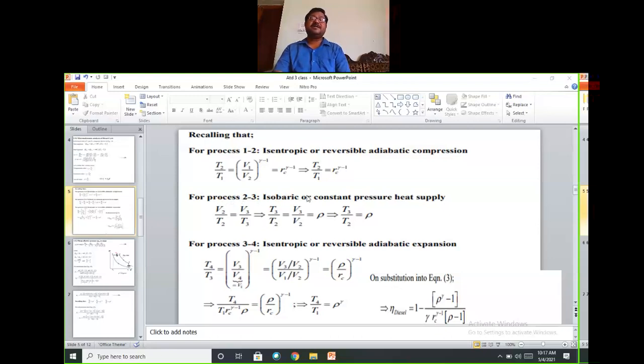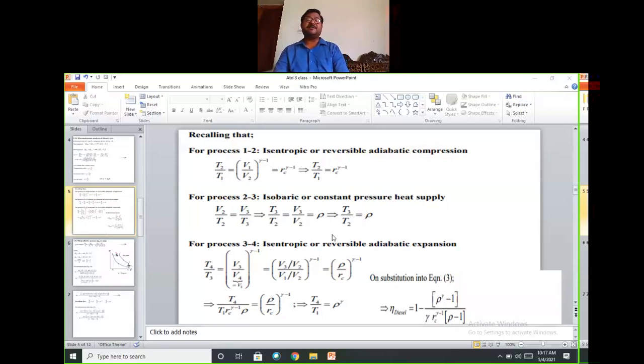Okay. 2 to 3 is the isobaric, constant pressure process. V2 by T2 is equal to V3 by T3, which implies that T3 by T2 is equal to V3 by V2. V3 by V2 is nothing but rho. It implies that T3 by T2 is equal to rho.